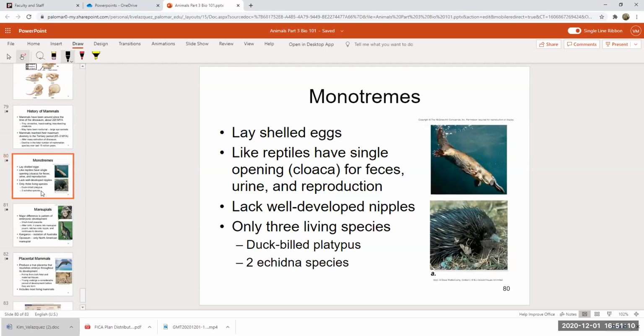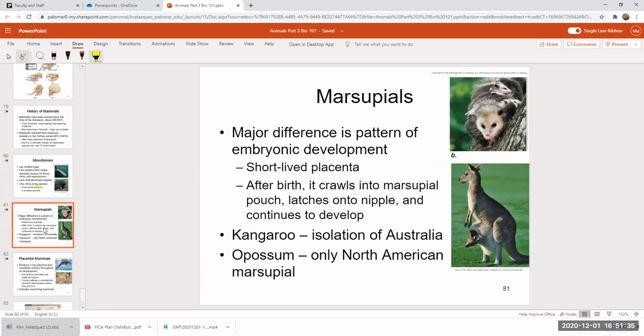3 modes of reproduction. The monotremes lay eggs, leathery eggs, the echidna and the platypus. By the way, the safari park has 2 platypus now that you should go see. They're pretty cool. And there are 2 surviving species of echidna. So these are really primitive mammals. They still lay eggs. The next most primitive are the marsupials.